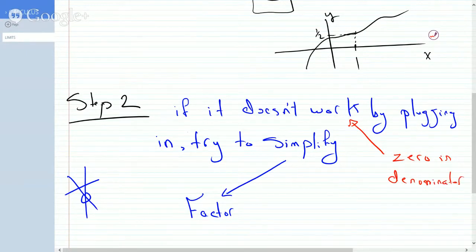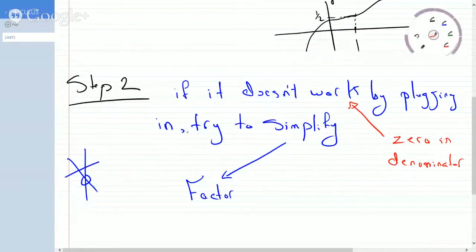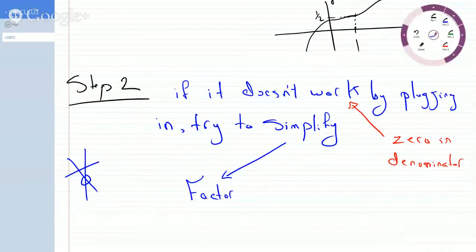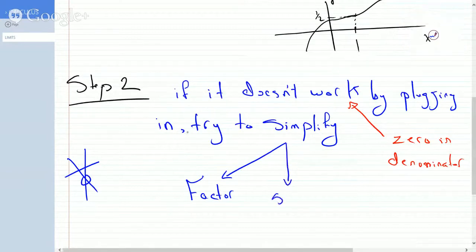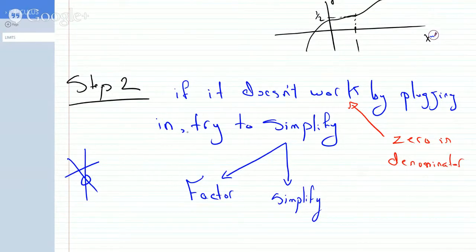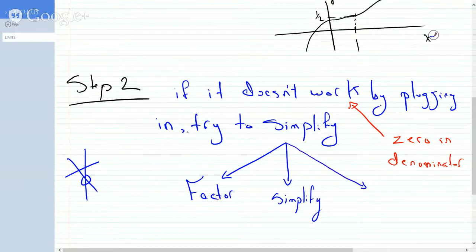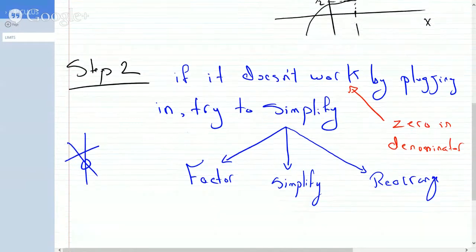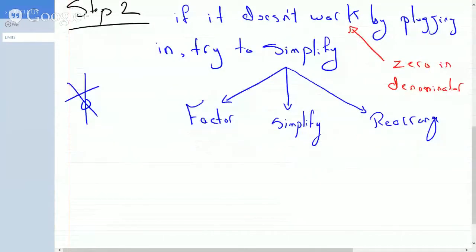Okay, so back to what you do. What you do is you can factor, you can simplify, to make that term in the denominator that's giving you the 0 go away, or you could multiply by the conjugate. Okay, so let me just call it rearrange because we haven't done it anyways. And from what I've seen, I don't think you'll have that. So example on what I'm saying here. Okay, so this is step 2.